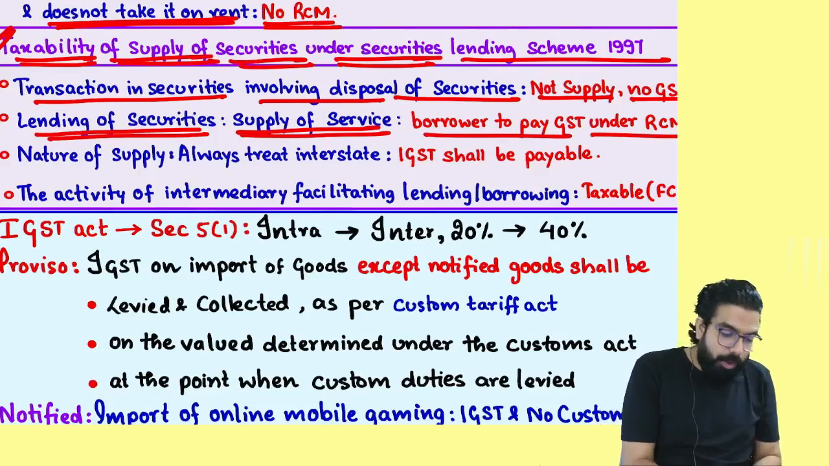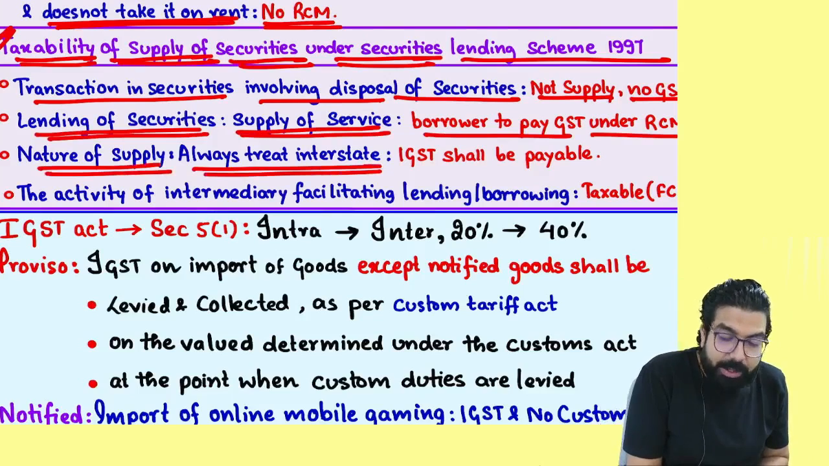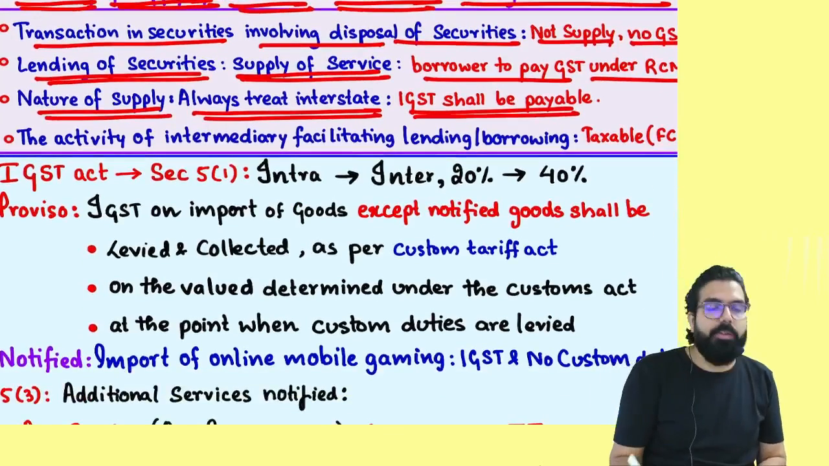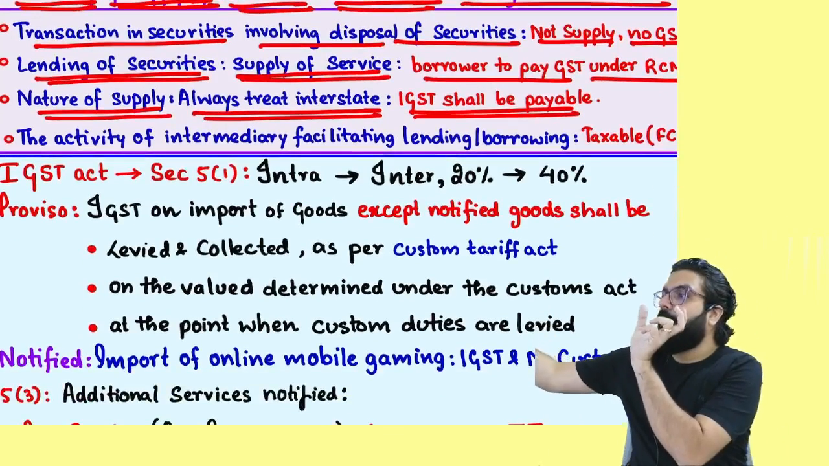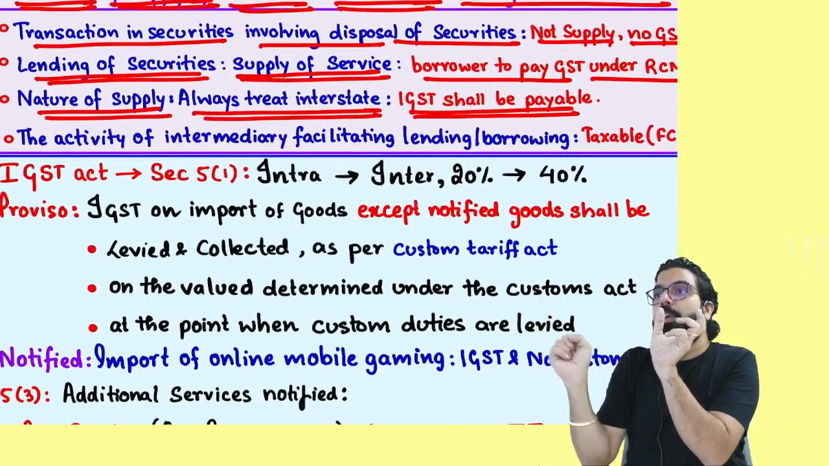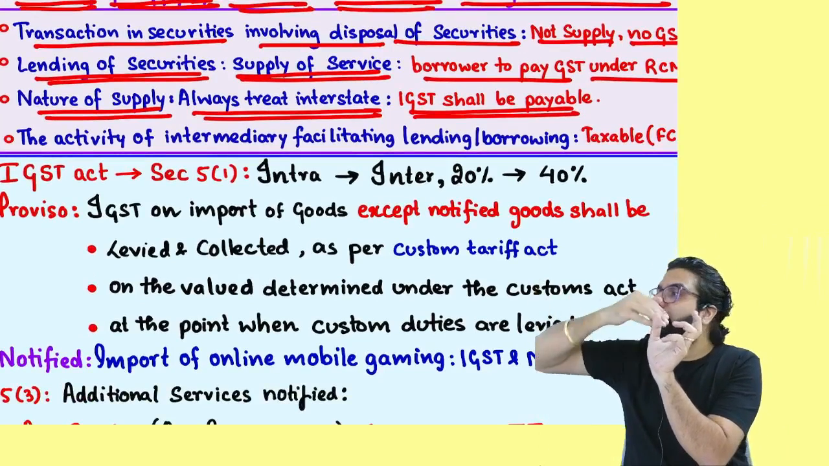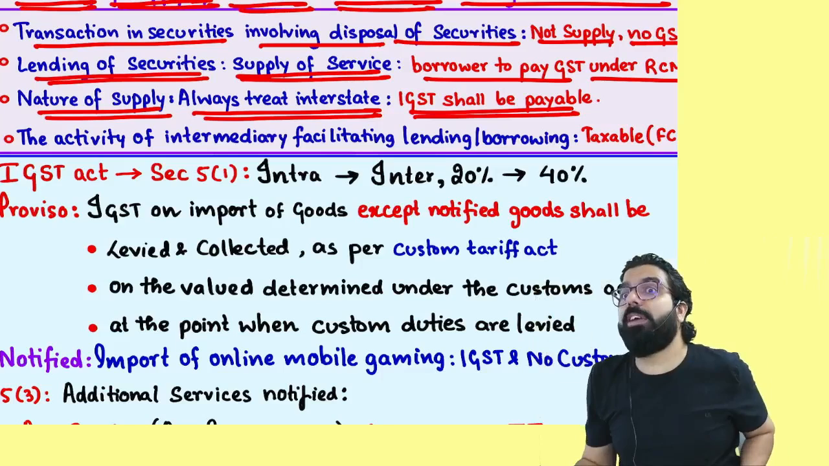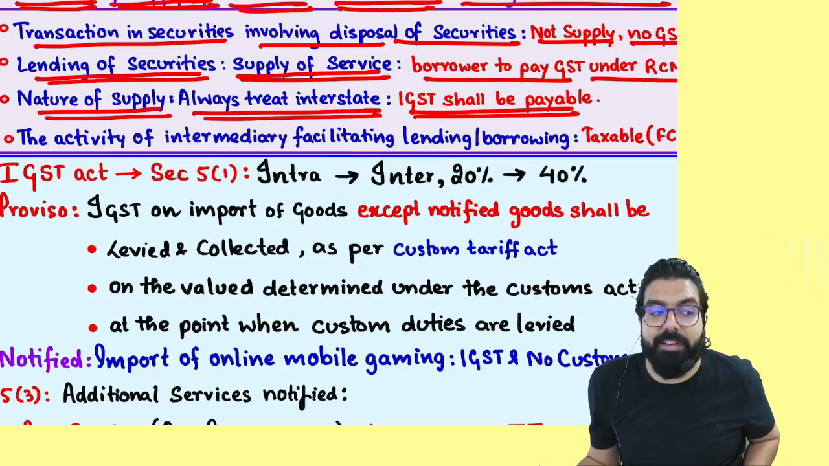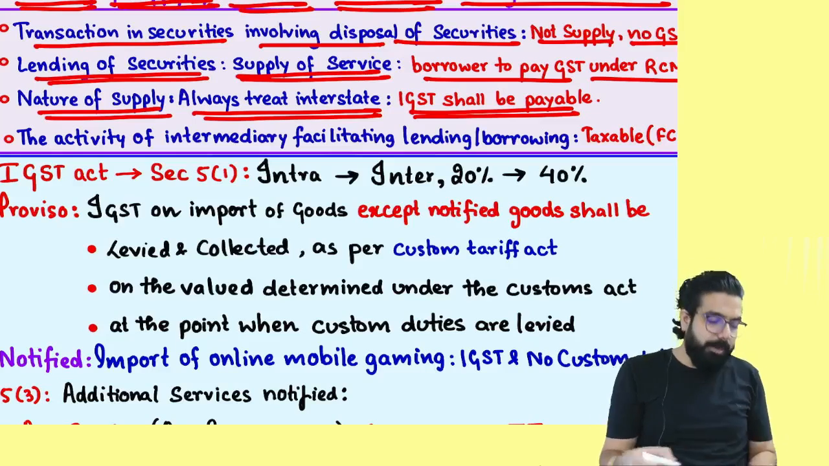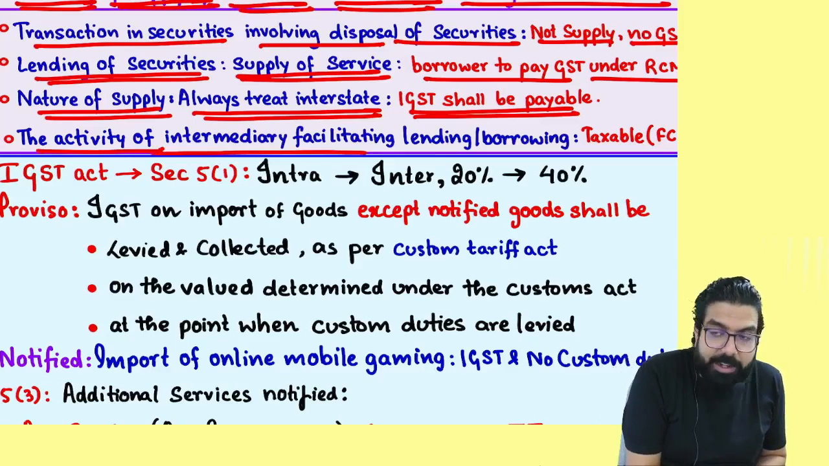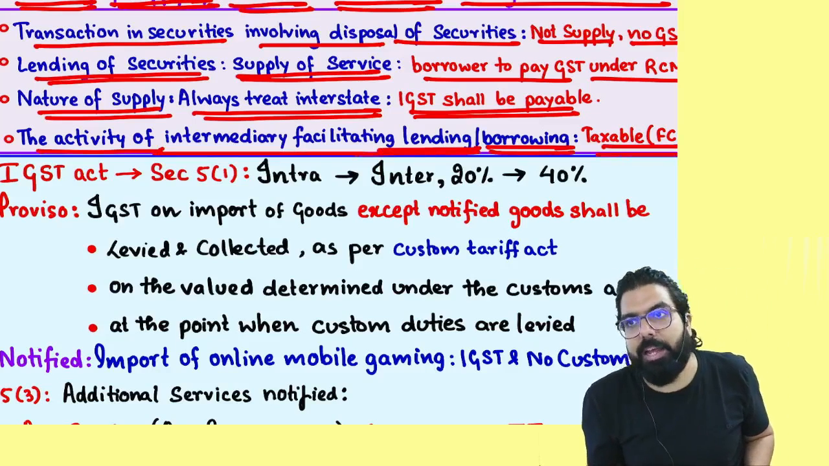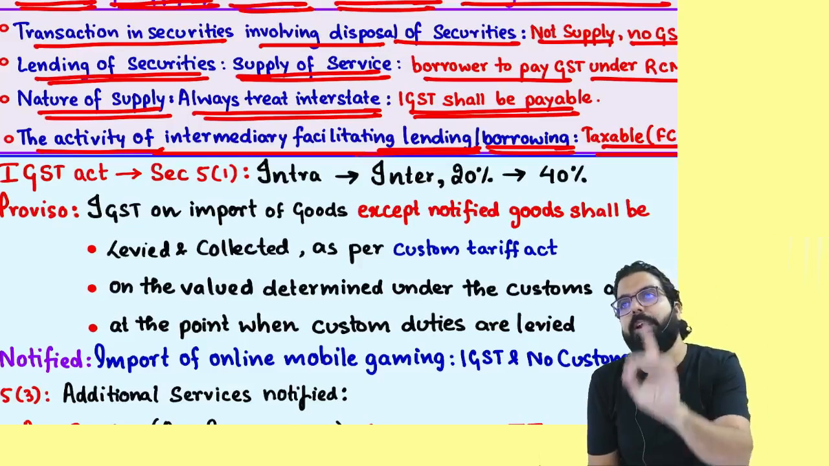Always remember, the nature of supply will always be interstate. And what is always payable under RCM? IGST. And you tell me one thing, one lender lends me the securities. In between, one broker will be there. You can't take securities on lend from anyone directly. In between there will be one broker. Now this broker will charge brokerage. On that brokerage, will GST come under RCM or FCM? Simple. They are telling the taxability: the activity of an intermediary facilitating lending or borrowing will always be taxable under FCM. There is no RCM applicable. It is always taxable under FCM.